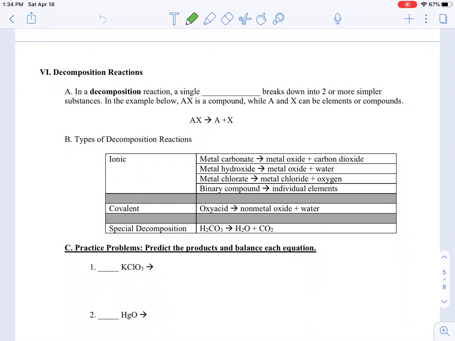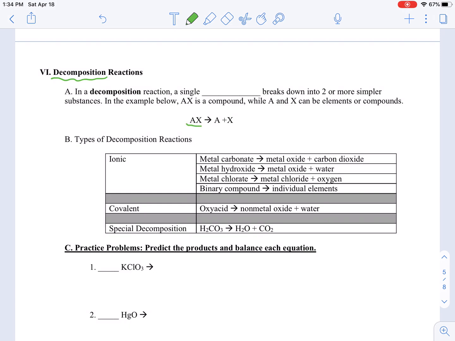Hey everybody, today we're going to talk about decomposition reactions. So decomposition, if you think of something decomposing out in the wilderness, it's breaking down. Well, in a decomposition reaction, we are going to break a single compound down into two or more simpler things. So you can see we have this single compound here, and it's breaking into multiple stuff.